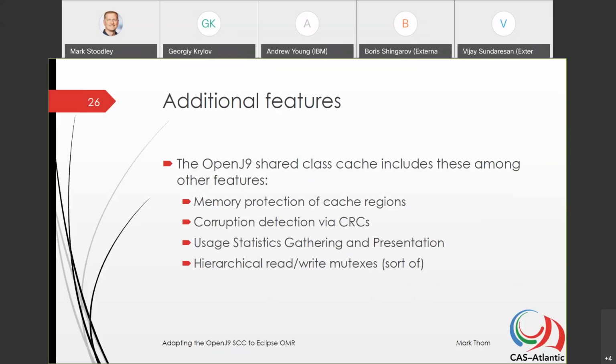most of these that we would consider important, of course, are just page level protection of different regions of the cache, detecting corruption by performing cyclic redundancy checks, gathering statistics from the cache header and reporting them on the console. There's a command line option for that in OpenJ9. And there are additional primitives to support more sophisticated types of locking.